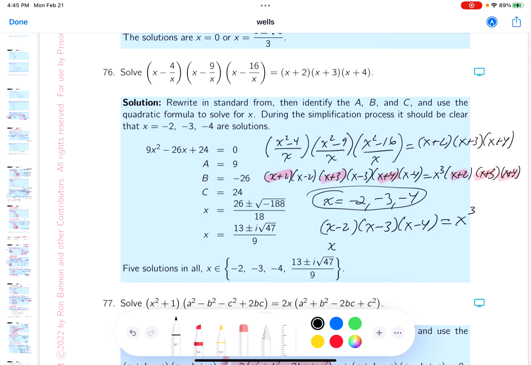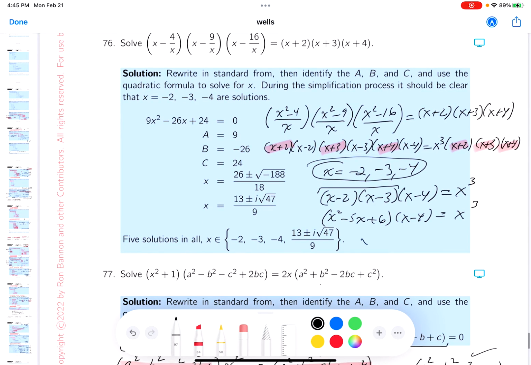This can be x squared. I'm going to do the first 2 factors, by the way. x squared minus 5x plus 6 times x minus 4. That equals x cubed. Oh boy, we got to do this now. You're going to get x cubed minus 5x squared plus 6x minus 4x squared, plus 20x, and then minus 24, and that equals x cubed. Well, what's nice, the x cubes disappear. Glad to see that. And then you get minus 9x squared plus 26x minus 24 equals 0.